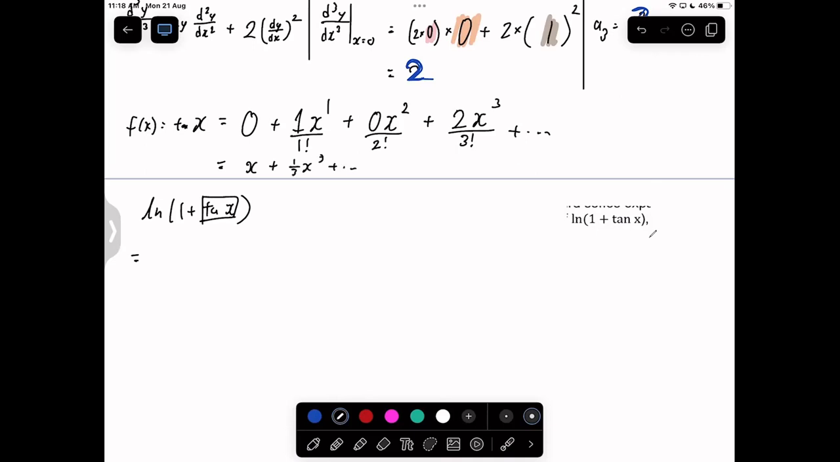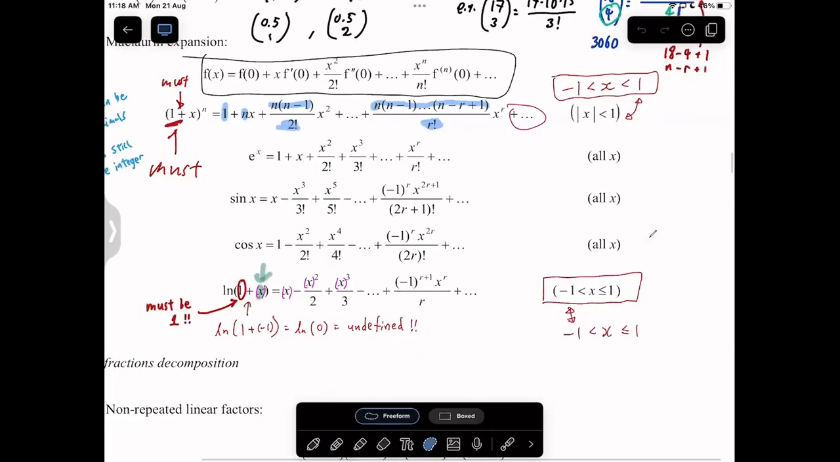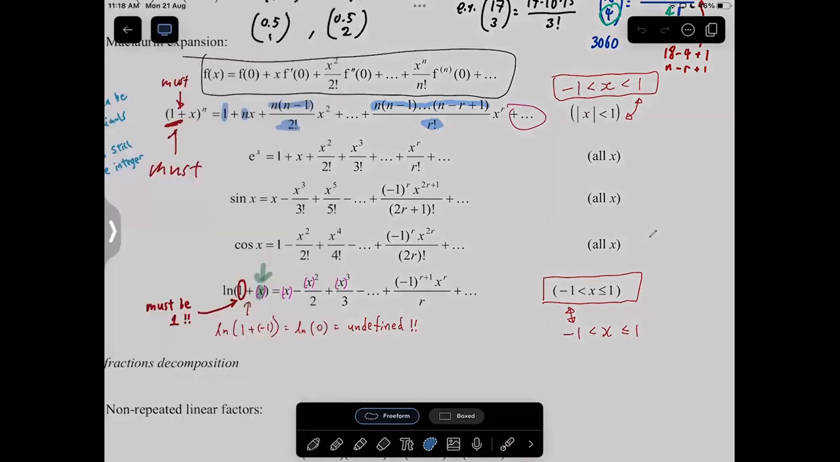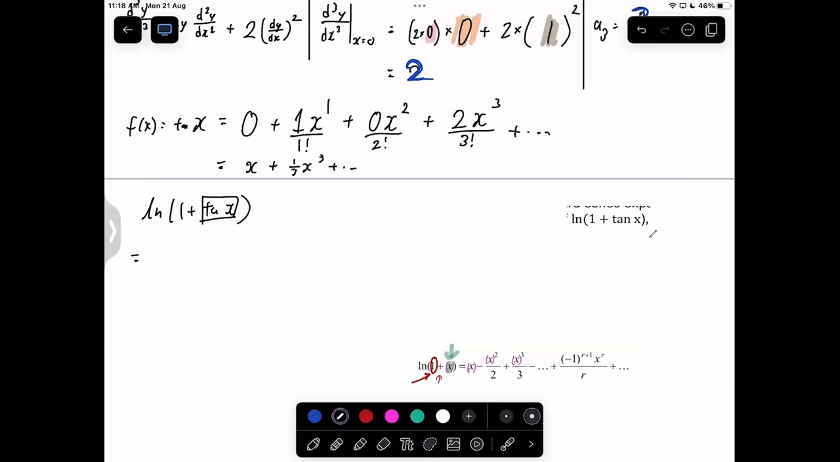Then you have to use the formula for ln. I cannot remember, so I refer to the formula list. Ln 1 plus x, this guy. We'll deal with the domain later. We're going to use the formula now. So x, which is now replaced with tangent x, minus tangent x to the power 2 over 2, plus tangent x to the power 3 over 3, plus ... and so on.